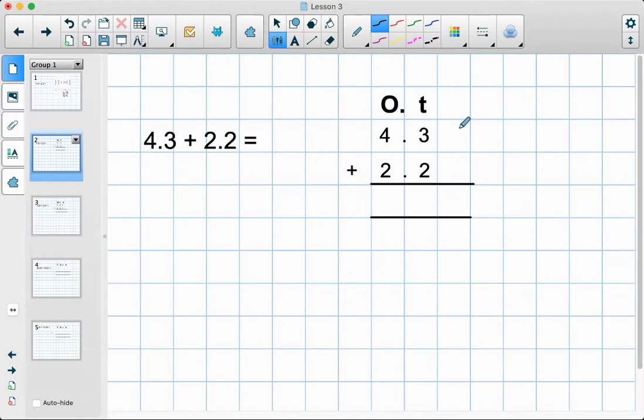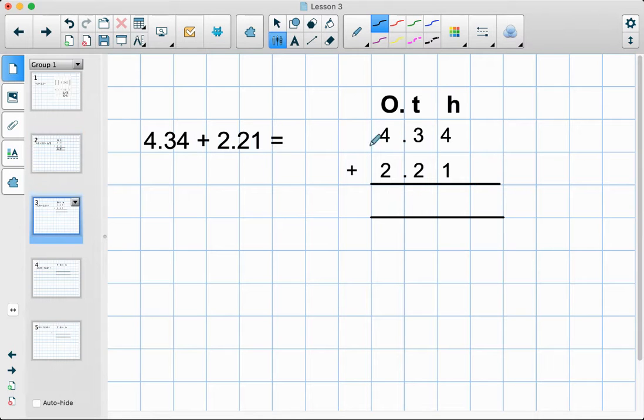So let's move on to this here. So we have our calculation set out. We're going to start from this side, just as we would with our usual column addition. So here we're going to start with our tenths. We've got 3 add 2, and that is 5. Then we've got 4 add 2, which is 6. And here we've got our decimal place. So that is 6.5.